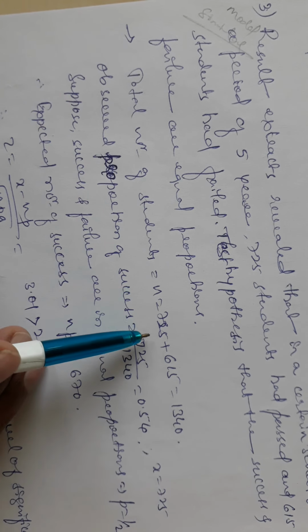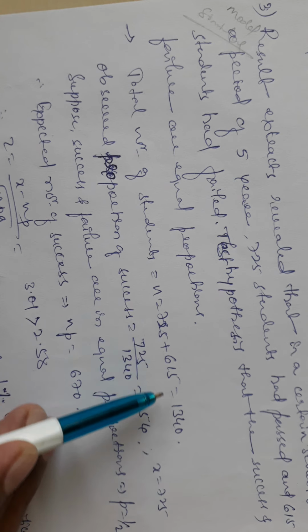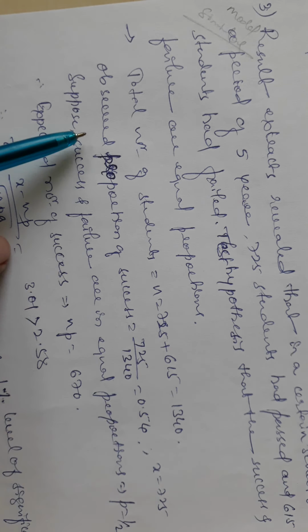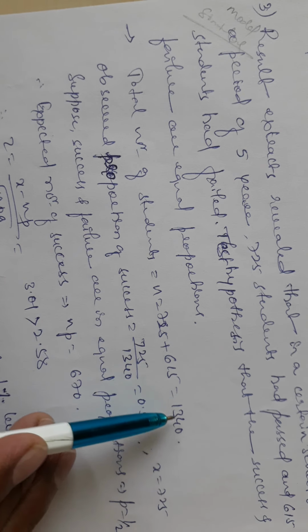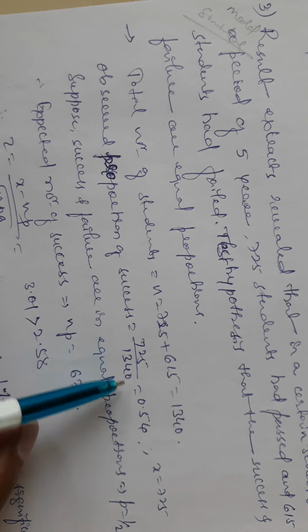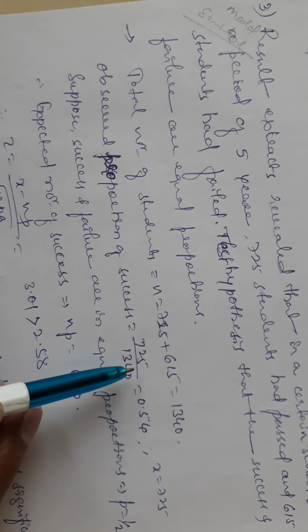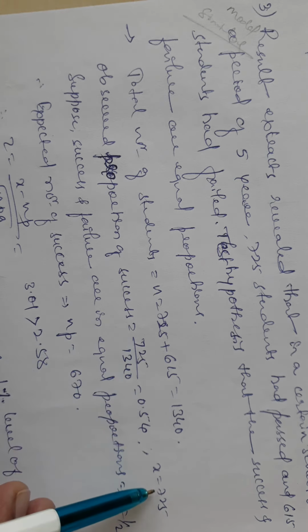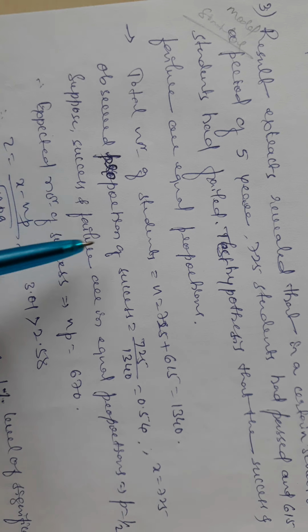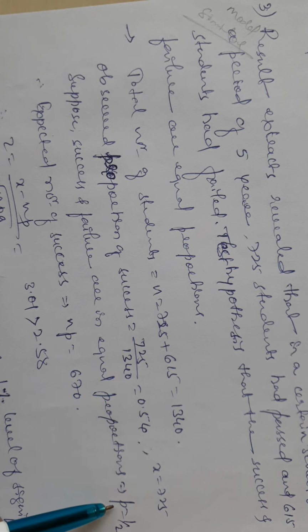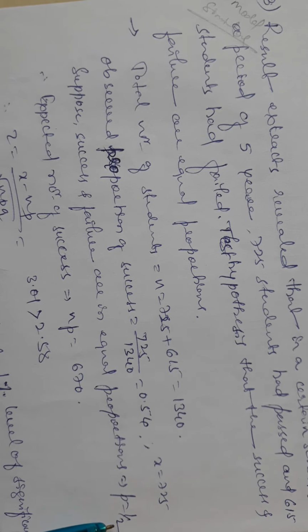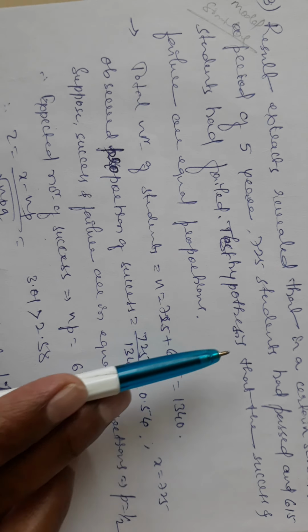The total number of students, that is n, equals pass students plus fail students, that is 1340. Observed proportion of success is pass divided by total number of students, 725 divided by 1340, which is 0.54. The observed number x is 725. But here we need to take success and failure in equal proportion, therefore the probability of success is p equal to 1 by 2.